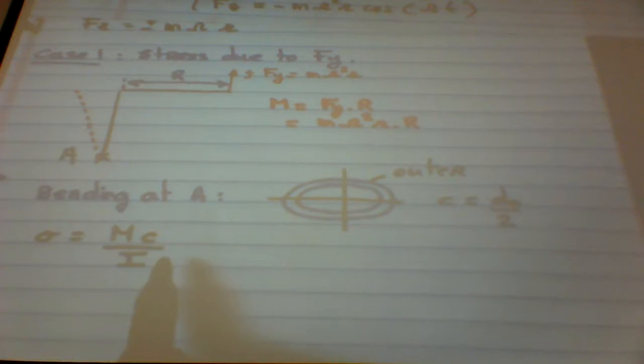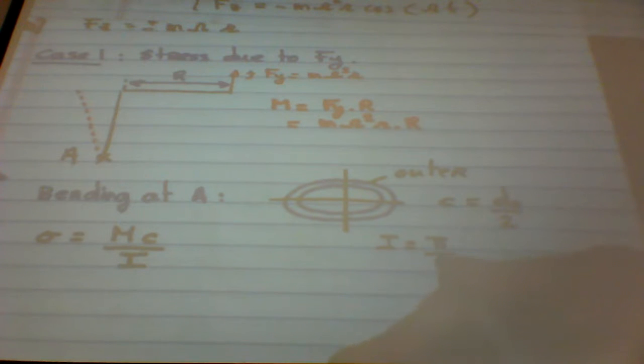Okay? So at the end, what was the expression for I? If we use the radius, it would be pi over 4 r to the fourth, but if we use the diameter, 2 to the 4th is 16, times 4 is 64, you're right. So pi over 64.